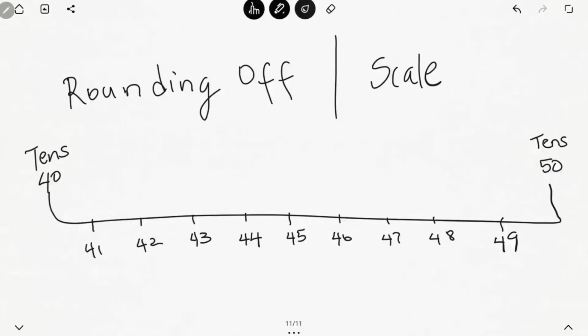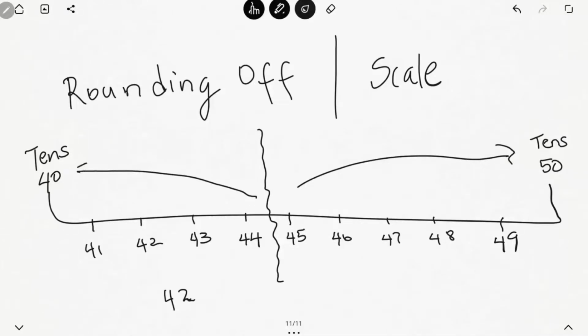Now, let's say if you have the number 42, how do you round it to the closest 10? What's the nearest 10 to 42? Well, we just said that anything from 45 and up, you would round up to 50. Anything from 44 and down, you would round down to 40. So the nearest 10 to 42 would be 40. But if somebody were to say to you, what's the nearest 10 to 47?